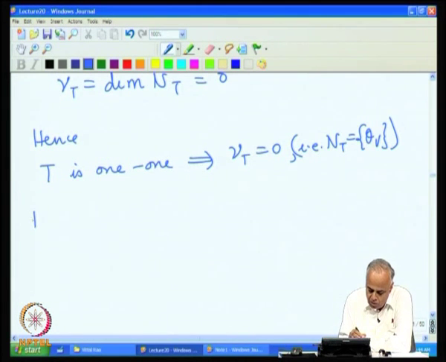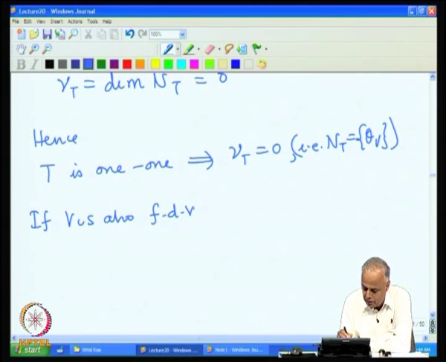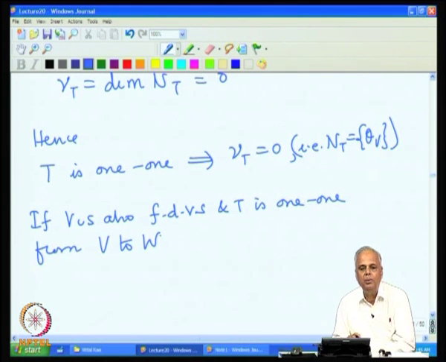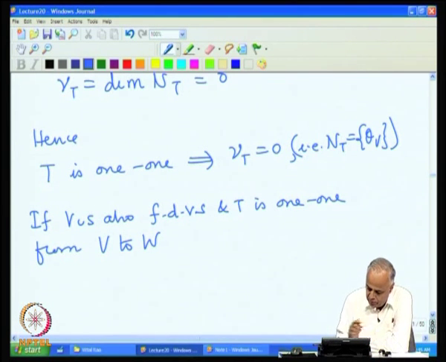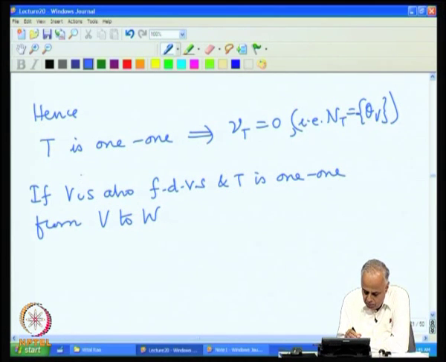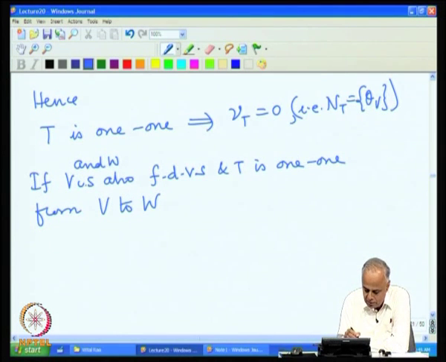Now, if V is also a finite dimensional vector space and T is 1-1 from V to W, we are not assuming W to be finite dimensional, we are assuming only V to be finite dimensional. So, let us assume both to be finite dimensional to be precise now. So, V and W are finite dimensional vector spaces.